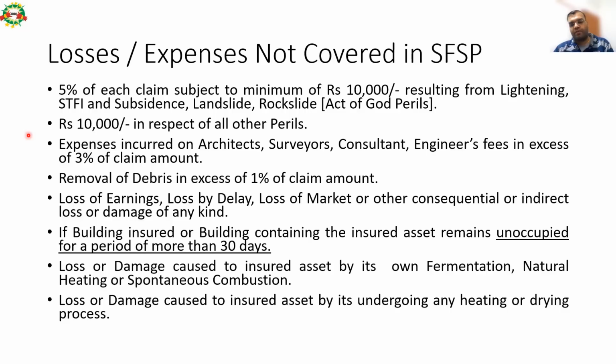So up to 3% of the claim amount can be paid against these expenses, but beyond that will not be paid. Removal of debris in excess of 1% of claim amount: up to 1% of the claim amount can be paid for removal of debris. Loss of earning, loss by delay, loss of market, or other consequential or indirect losses or damages of any kind are not covered expenses in the SFSP policy.